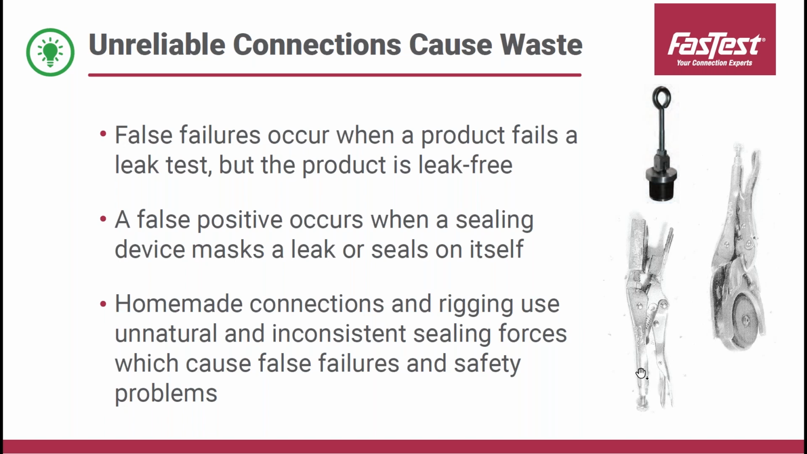Connections can cause a false failure. Leaks in piping and inconsistent test settings can also cause false failures, but the majority of them are due to rigging or sealing issues. A false positive, on the other hand, occurs when a sealing device masks a leak or it actually seals on itself. We've seen some instances of that, and that's probably less frequent of an issue than a false failure due to a connection or rigging device.